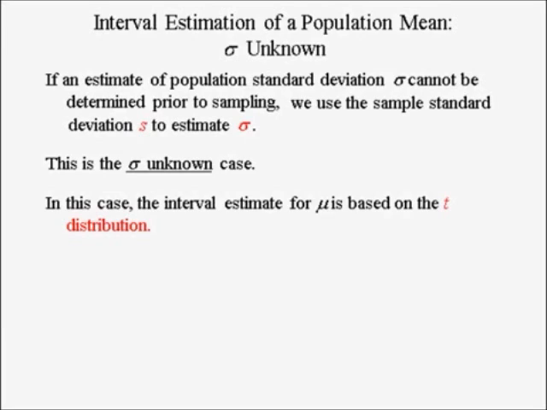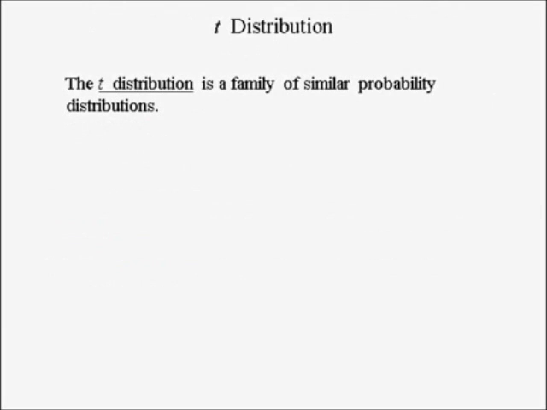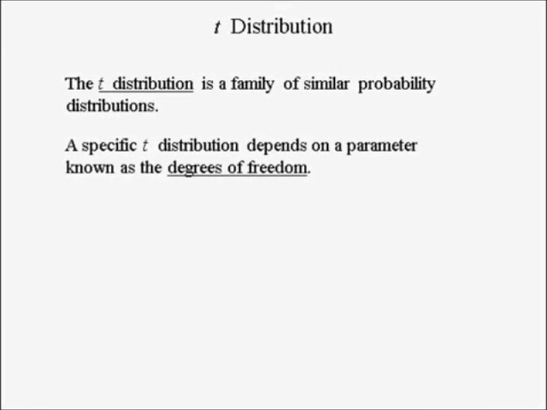When sigma is unknown, we use t because S, the standard deviation of the sample, is used as an estimate of population standard deviation, sigma. For now, we assume data from the population is normally distributed. The t distribution is a family of similar probability distributions, all of which are symmetric and bell-shaped. A specific t distribution depends on a parameter known as the degrees of freedom.